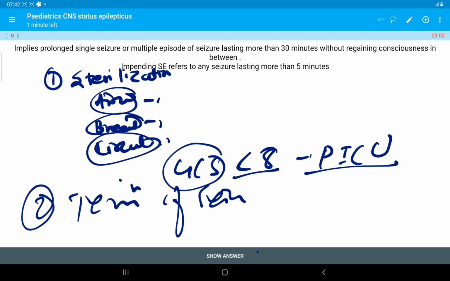We can also give pyridoxine as well. Sometimes we can give pyridoxine 500 mg once or twice, vitamin B6. This is also included in the treatment of status epilepticus.